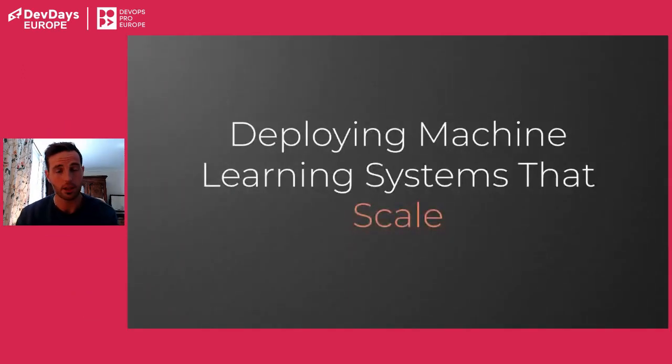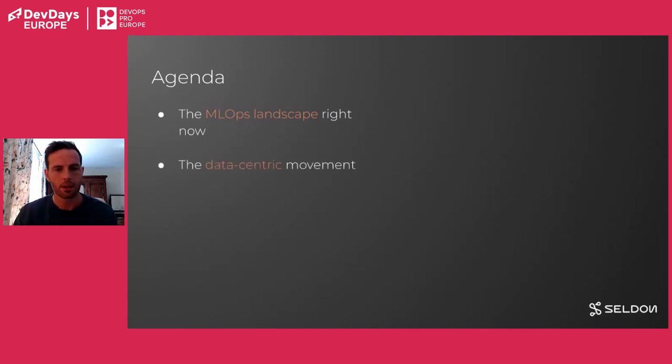As I said, what we're going to cover today is deploying machine learning systems that scale, right? And I'm going to talk a little bit about where the AI landscape is at, and then we'll dive into some specifics in a minute. So in terms of an agenda, first we'll look at the MLOps landscape, explain a little bit about what is even meant by MLOps as well. I know that people have different definitions, and some of you may not have even heard of it. Then I'm going to talk about the data-centric AI movement.